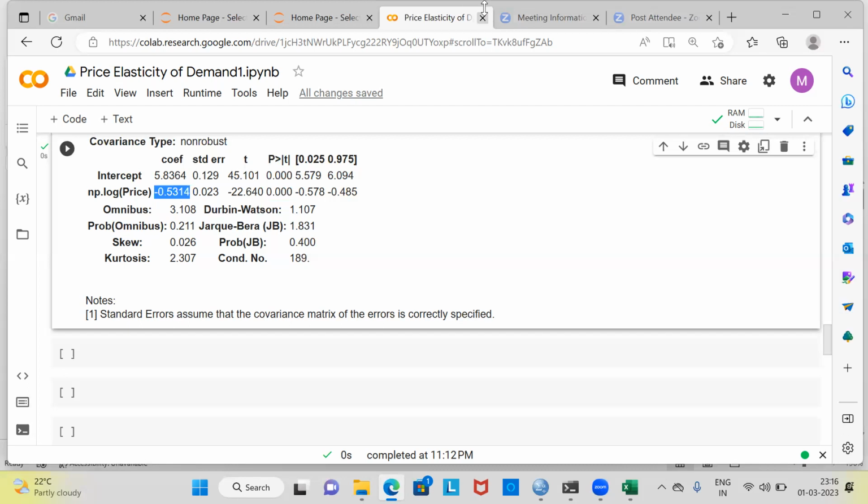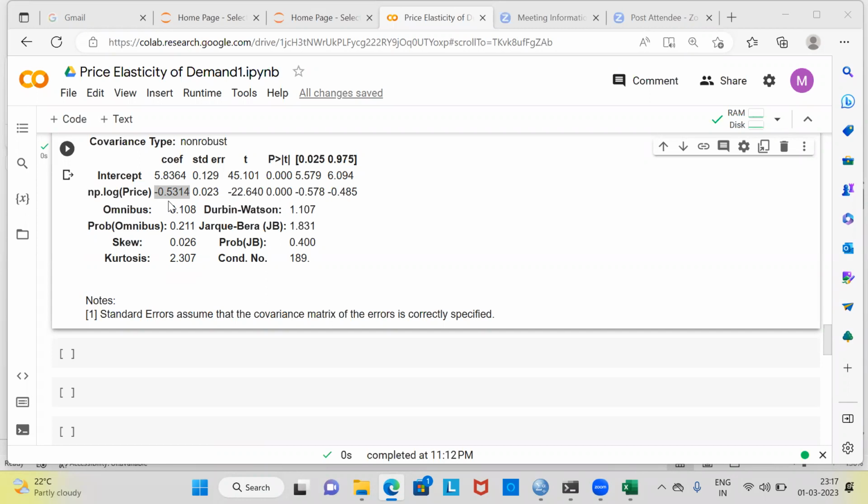When we look at the output value, what it says is the price elasticity of demand is minus 0.53. So the coefficient of the independent variable itself is a reflection of the price elasticity of demand. So what does this mean?